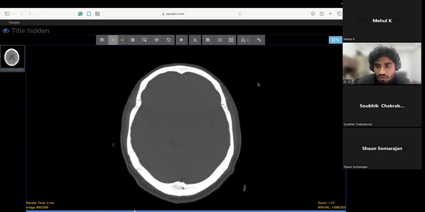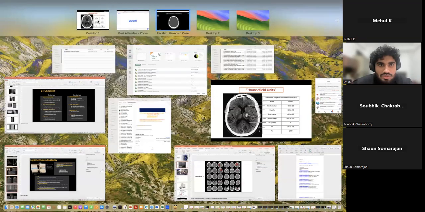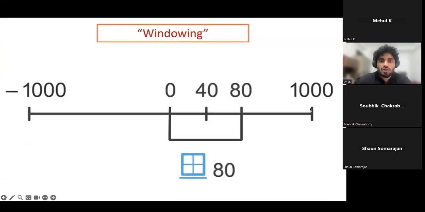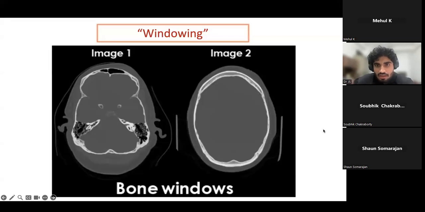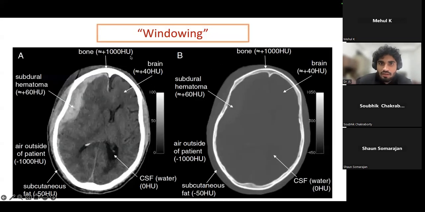So this is how we can adjust our brains or our eyes to see the pathology. This is important because, see here, windowing: you can see this 40 is the window level and 0 to 80 is the window width. If you don't adjust it properly, what will happen is, you can see this part.